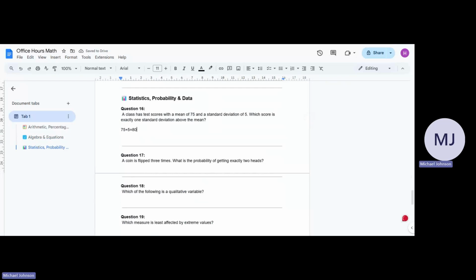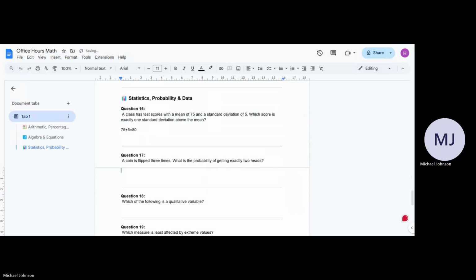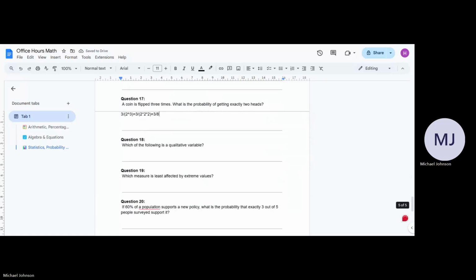And then a coin is flipped 3 times. What's the probability of getting exactly 2 heads? We would do 3 divided by 2 to the exponent of 3. So 3 divided by 2 times 2 times 2. 3 divided by 8. So that's how we would get that.